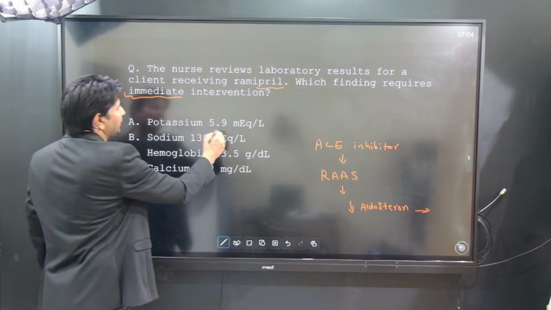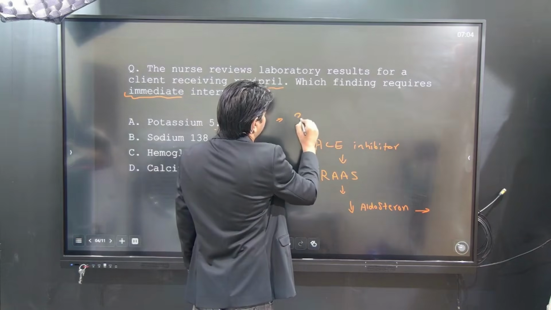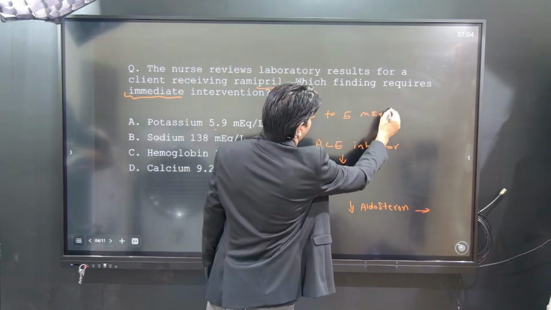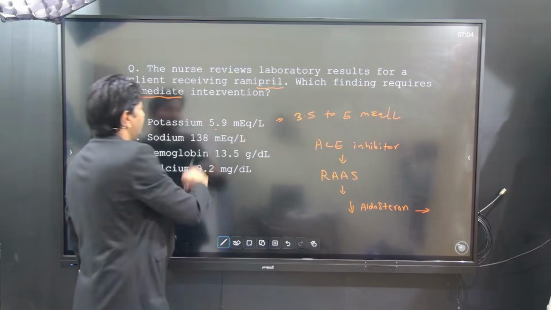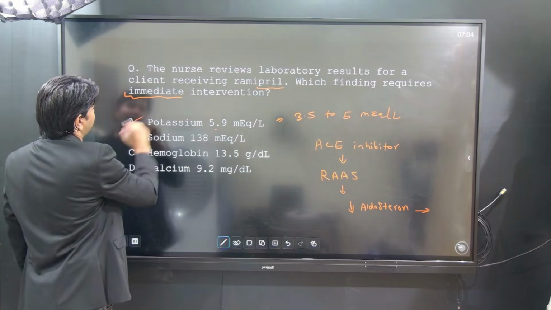Potassium is 5.9. Yes, this is elevated because the normal potassium level is 3.5 to 5 milliequivalents per liter. It means this is severe hyperkalemia. So here, this will be the correct answer.